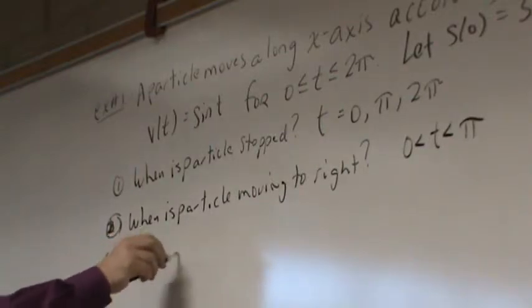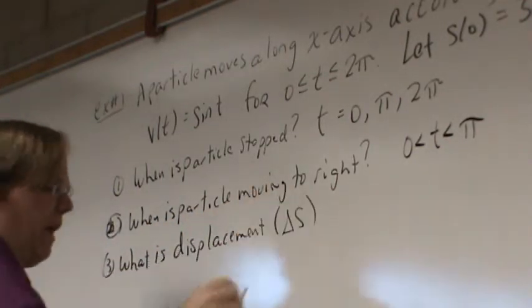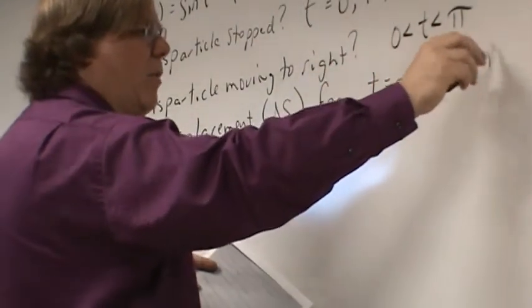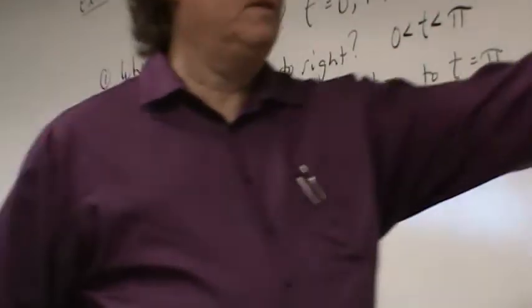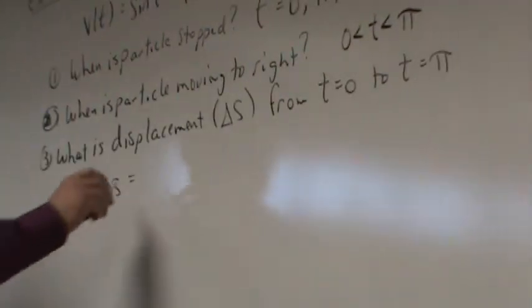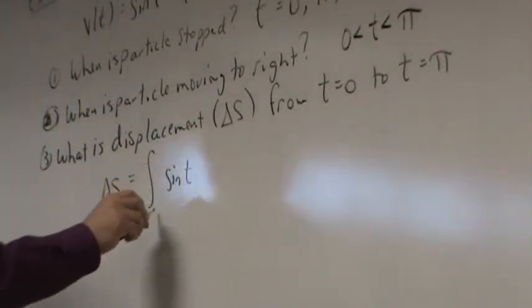What is the displacement, delta s, from t equals 0 to t equals pi? Well, someone tell me, what am I going to have to do to get that displacement? Take the integral. Yeah. I'd like everyone to please do that now. You're going to integrate my velocity function, and it's going to have to be from 0 to pi.